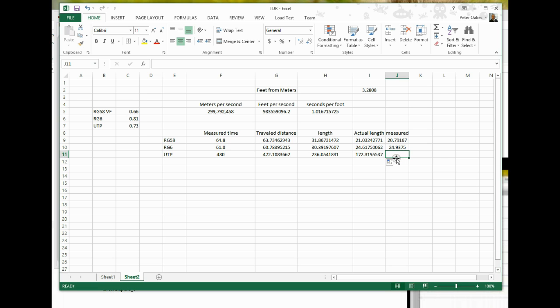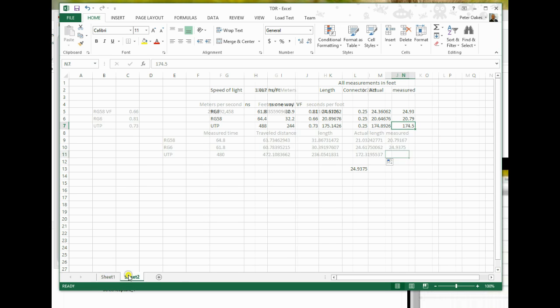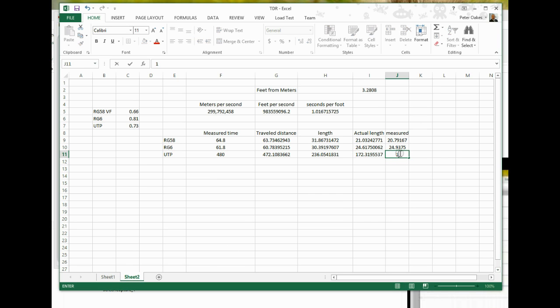Now, what I had actually measured with this, and the actual measured was 174.5 feet. So if we put that in here, 174.5. It's already in feet, so I don't have to do any calculations on it. So you can see now that with the unshielded twisted pair, we're a little more inaccurate. But like I said, I'm not sure 100% on how accurate my oscilloscope is, and I had to do the measuring of the cable the hard way, because the biggest tape measure I had was only about 12 feet or something like that, so lots of sliding of wire and everything else.